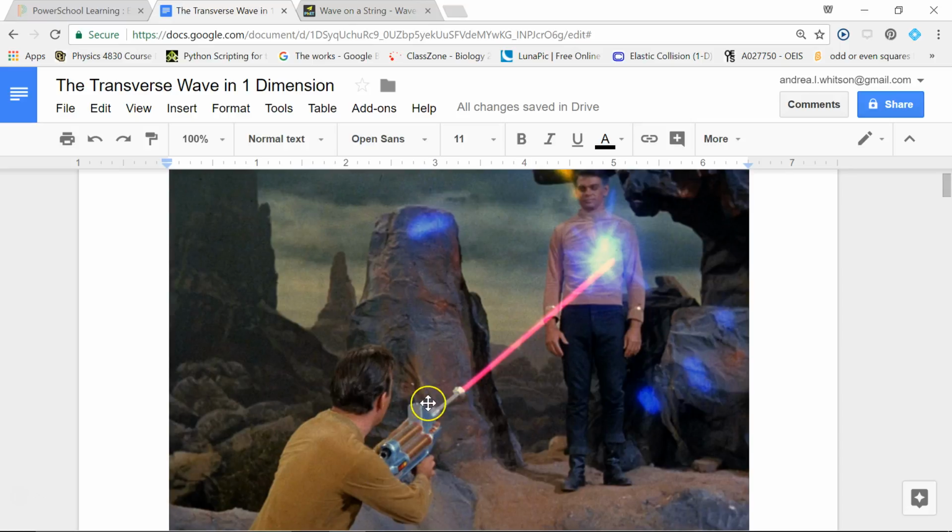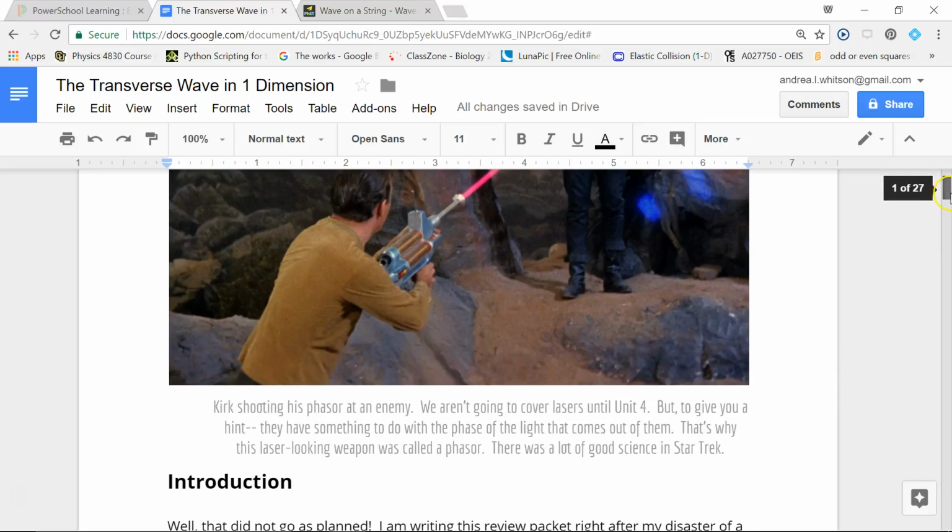This is the old Star Wars light weapon. We're going to talk a lot about phase, and it was called the phaser. This is a phaser rifle. What I say here is Kirk shooting a phaser at an enemy. It's not really strictly a phaser, it's a phaser cannon. We're not going to cover lasers until Unit 4, which is coming up. But to give you a hint, they have something to do with the phase of light that comes out of them, and that's why this laser-looking weapon is called a phaser.